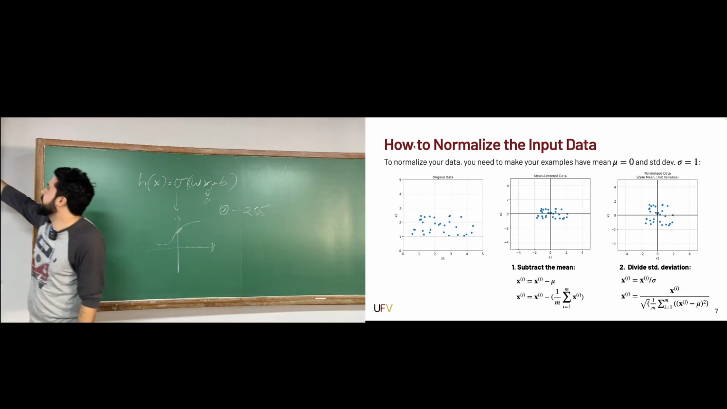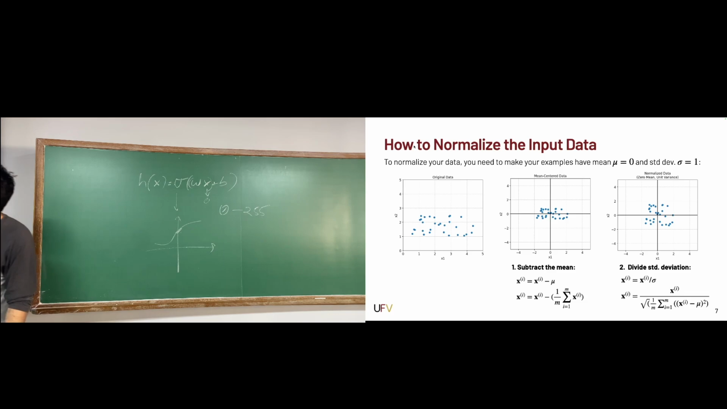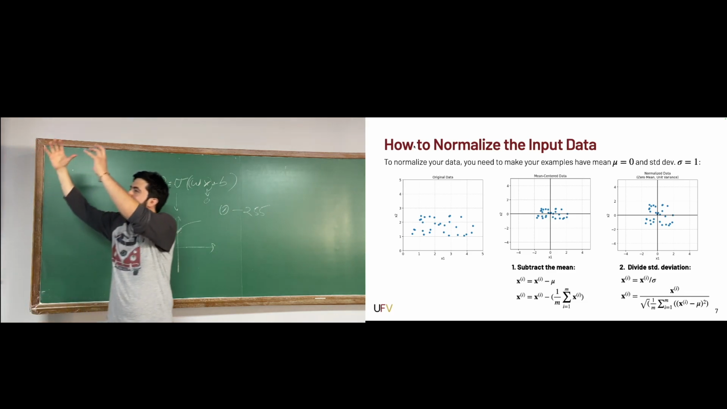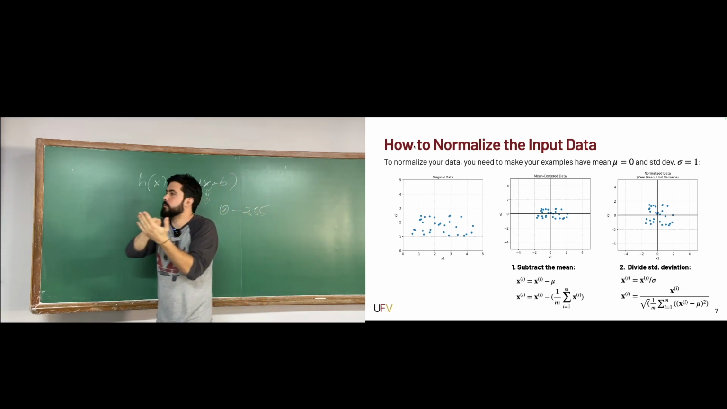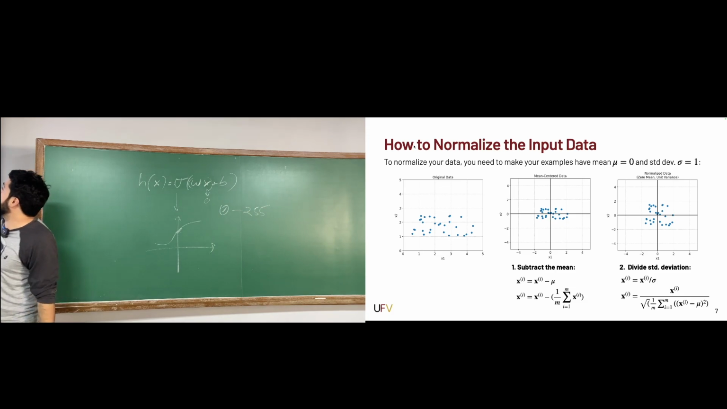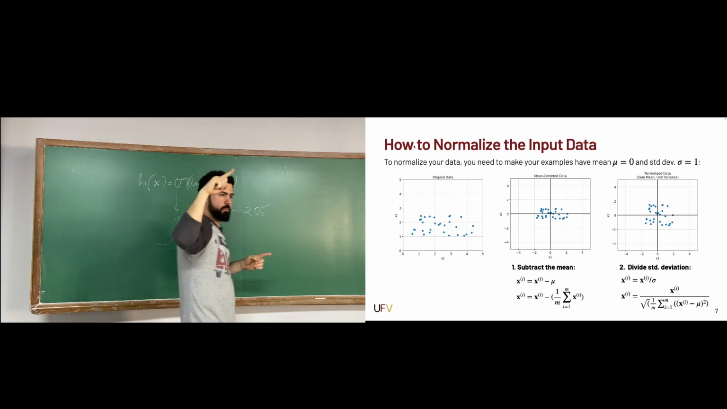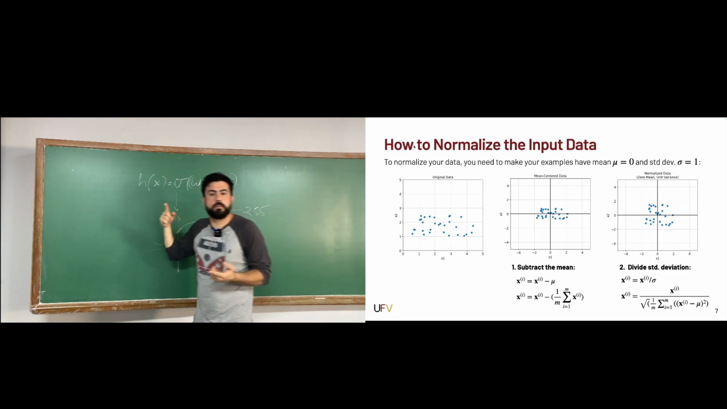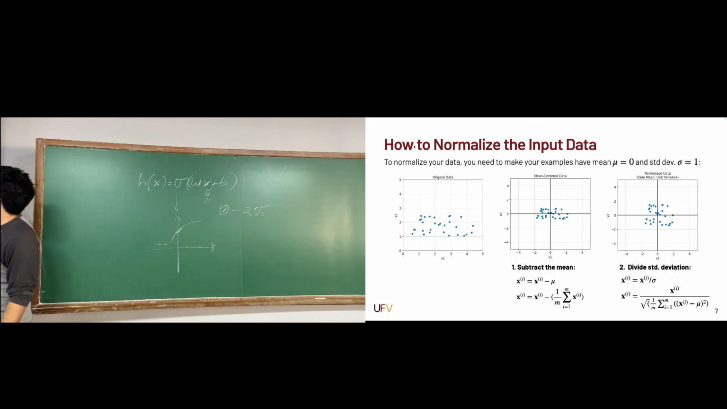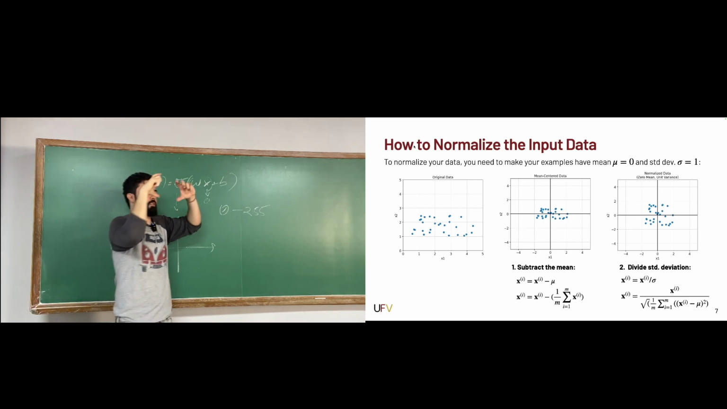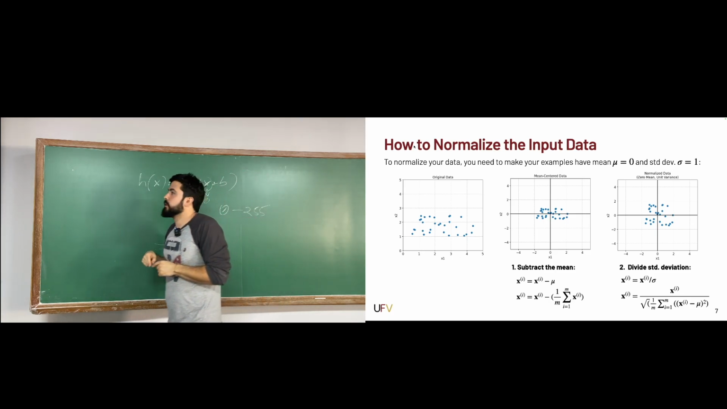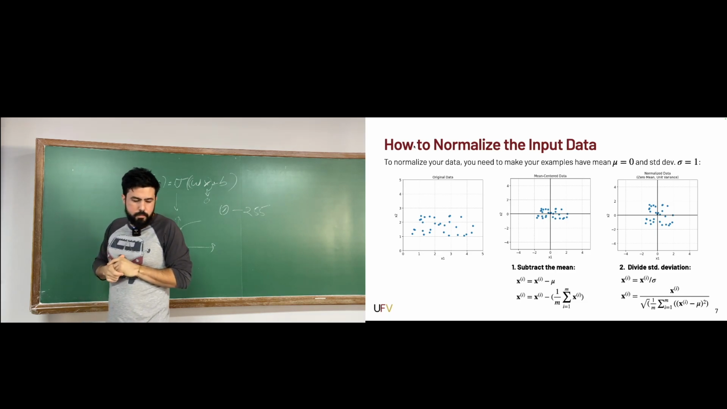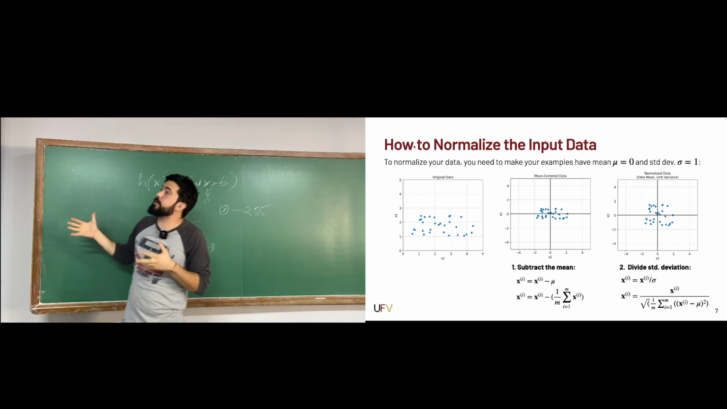And then look, when you do the first step, you're subtracting the mean. What you're doing is bringing all your data and centralizing it at 0. And then when you divide by the standard deviation, both x1 and x2 now have the same variance, which is 1. And then you have this very nice looking data set that is centered at 0 and has variance 1. And this is it for normalizing the data.